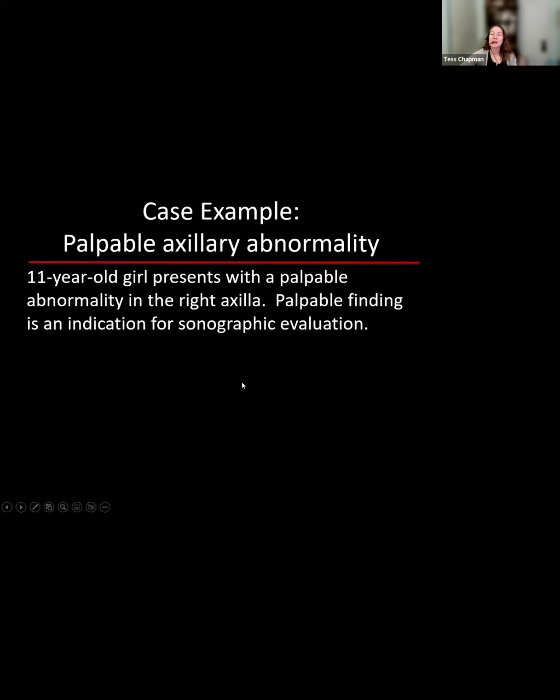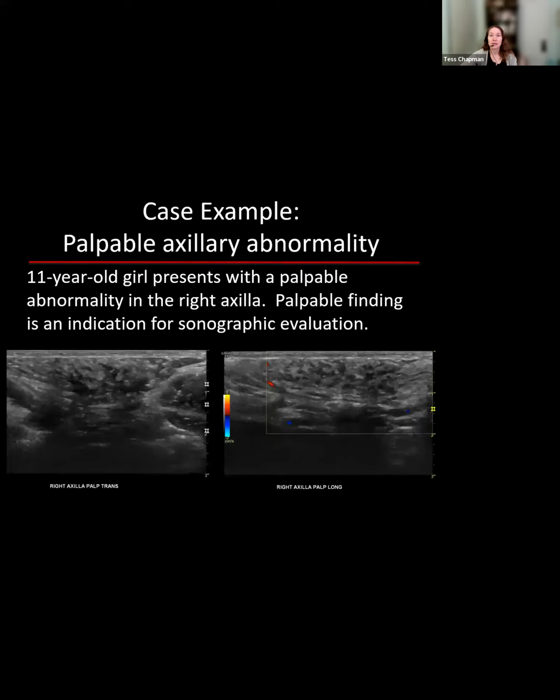Okay, so let's talk about these. The first case is that of a palpable axillary abnormality. So an 11-year-old girl presents with a palpable abnormality in the right axilla. And a palpable abnormality is an indication for ultrasound evaluation. It tells us that something is changing and may be abnormal. So let's do ultrasound on this 11-year-old.